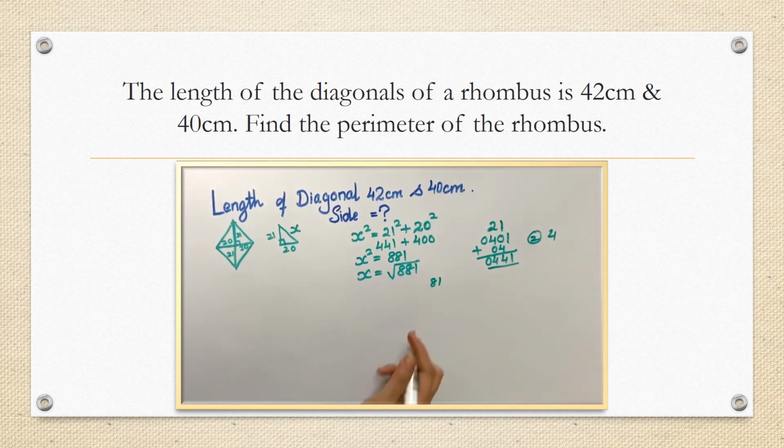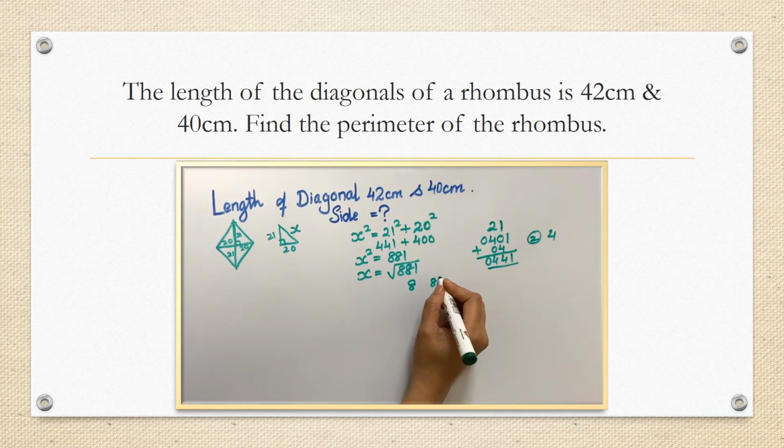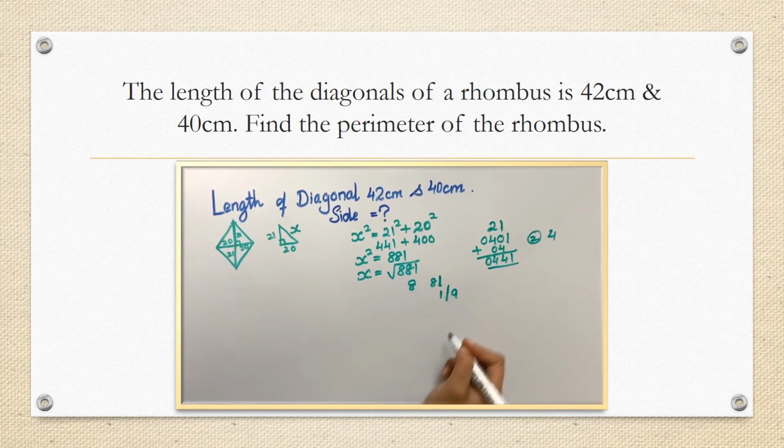This is one group. Then another group, there is only one digit, 8. Then take this number and check the ending digit. It ends with 1, so it can be the square of 1 or 9.